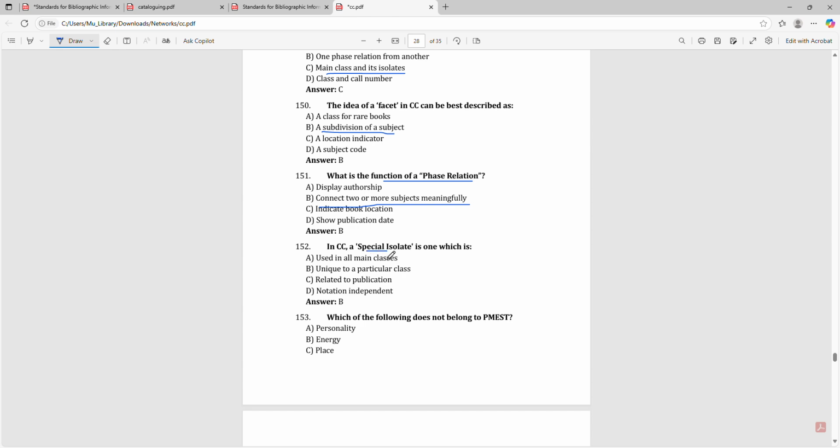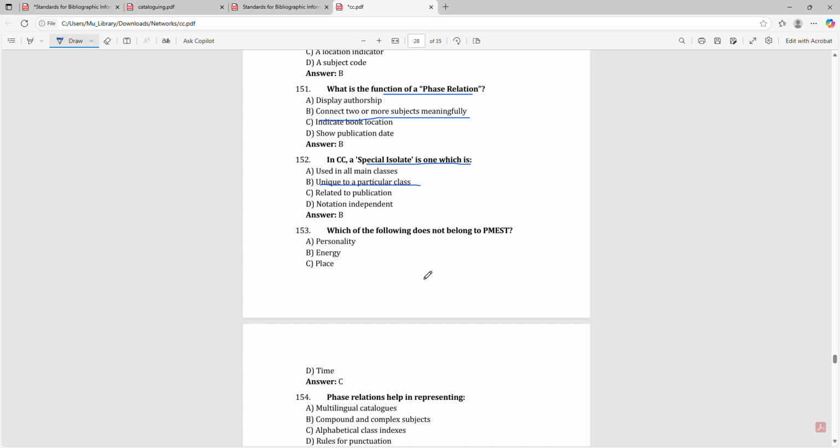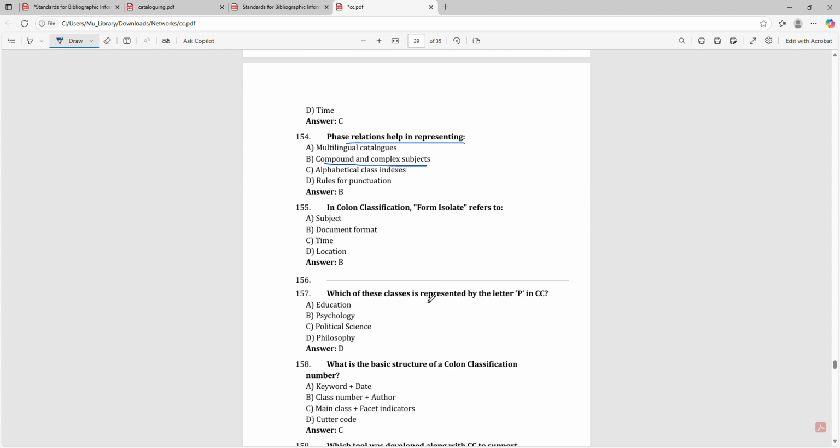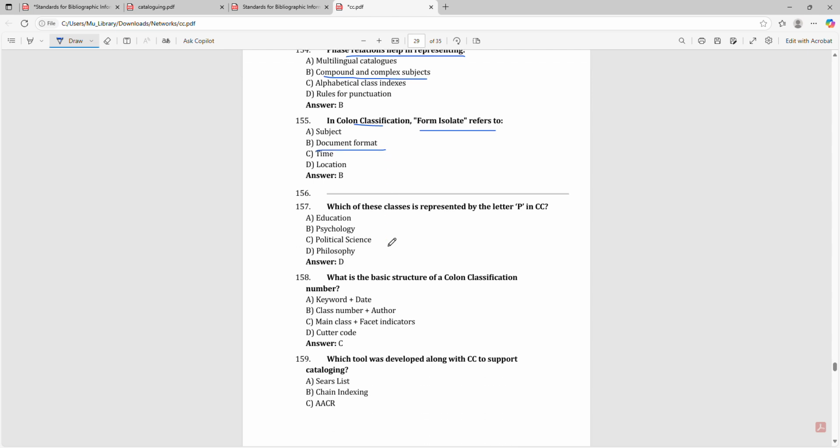In CC, a special isolate is one which is unique to a particular class. Which of the following does not belong to PMEST? That is place. Phase relations help in representing compound and complex subjects. In CC, form isolate refers to the document format. Which of these classes is represented by the letter P in CC? That is philosophy.